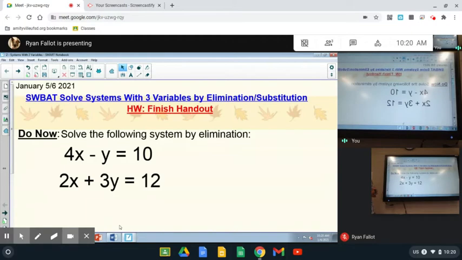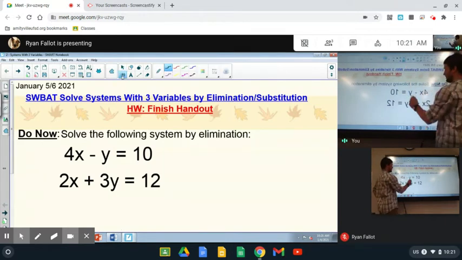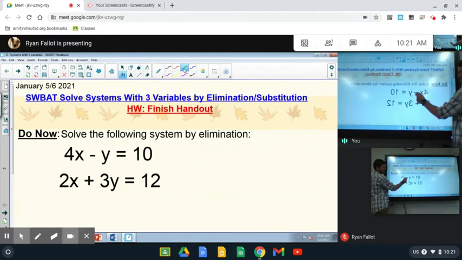So the do now is solve the following systems of equations by elimination. So take a second, pause your video, and try the equation out. If you need to, come look at the answer. So to solve this equation, we are going to either get rid of our x's and y's. You can do either way. Either way is acceptable. My suggestion would be, since we have a positive and a negative y, I think it'd be easier to multiply just the top one by 3 so that our y's will cancel.